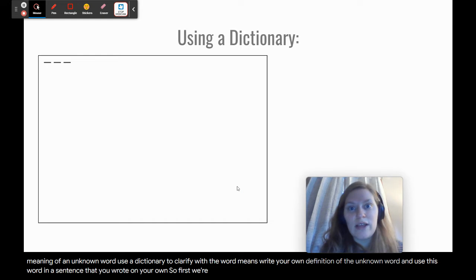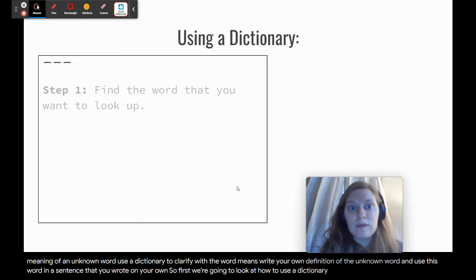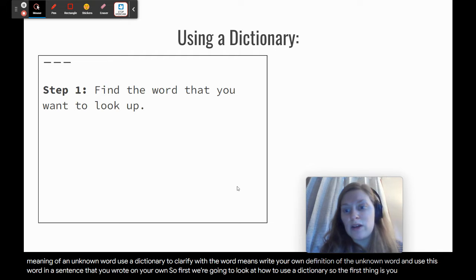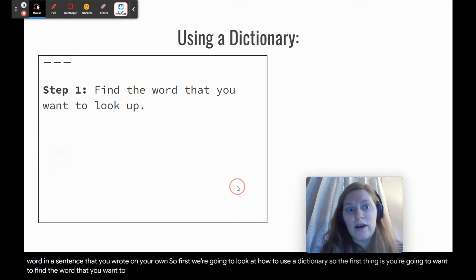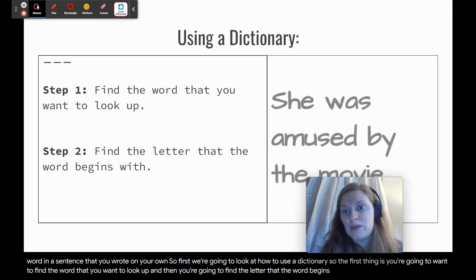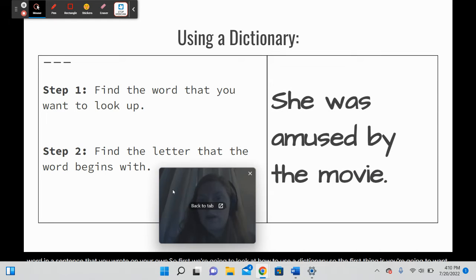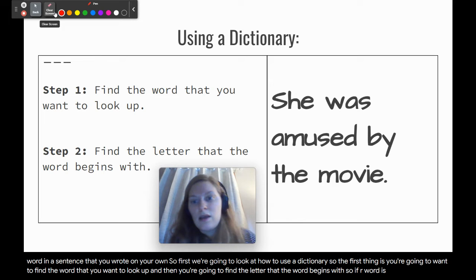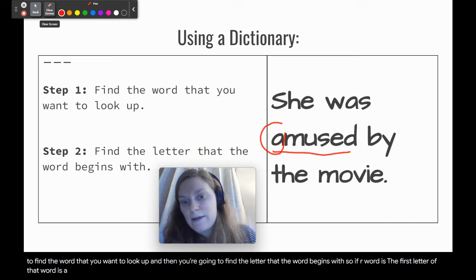Okay, so first we're going to look at how to use a dictionary. So the first thing is you're going to want to find the word that you want to look up. And then you're going to find the letter that the word begins with. So if our word is amused, the first letter of that word is A.